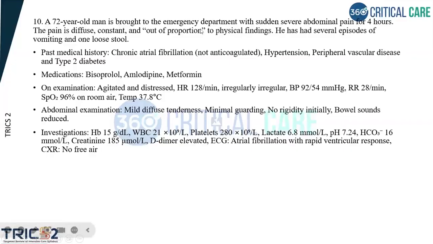Here, the 72-year-old man came to the emergency department with severe abdominal pain, which is out of proportion to the physical findings. Coming to the history, this is a hint here. He has chronic AF and is not anticoagulated, with other comorbidities. Okay, patient is presently in AF, heart rate is 128, he is hypotensive. And when you see the abdominal examination, he has just mild tenderness with minimal guarding. Okay, and you have hyperlactatemia and metabolic acidosis.